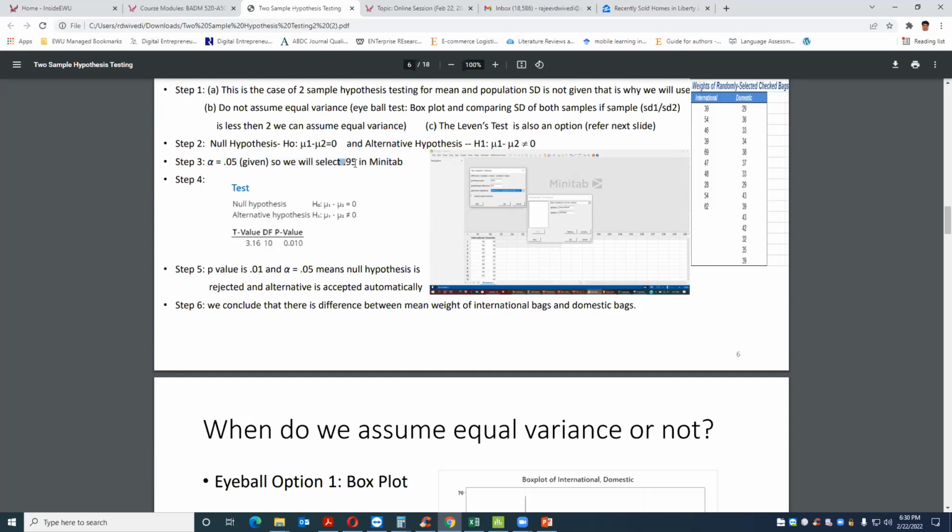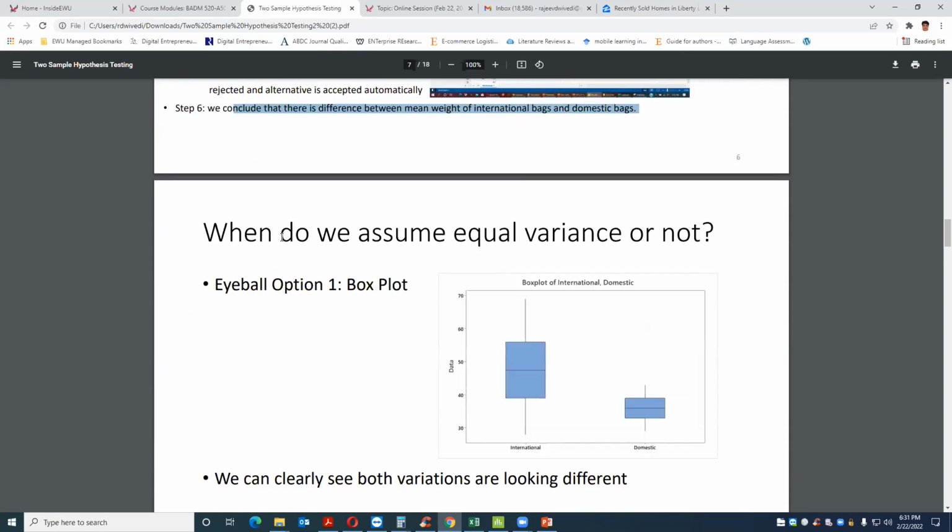So Minitab selects 95%. The null hypothesis is this, the alternative hypothesis is this, and the p-value is this. So we can clearly see the p-value is less than 5%, which means the null hypothesis is rejected and the alternative is accepted. That means these are not equal. We conclude that there is a difference between the mean weight of international bags and domestic bags. So this is our process.